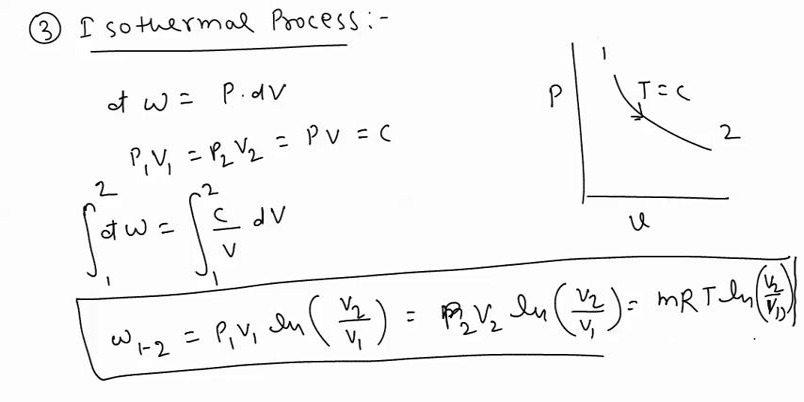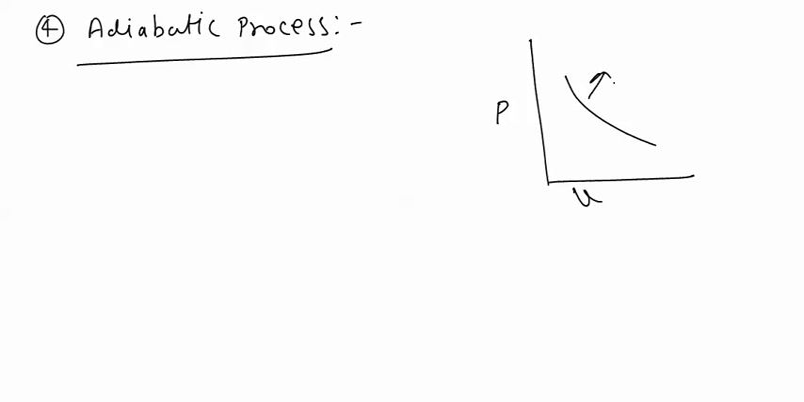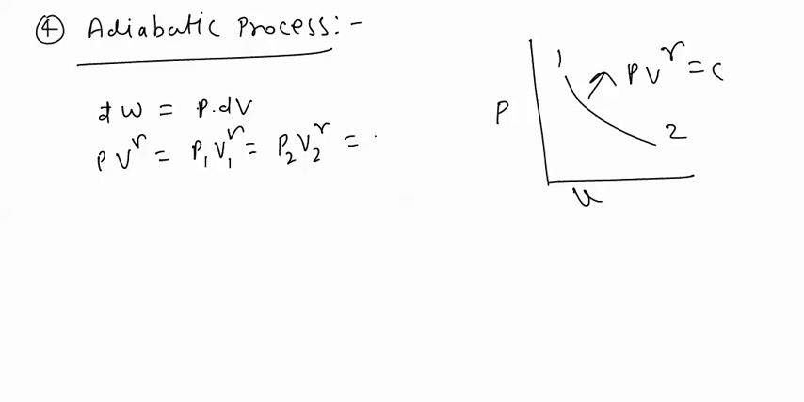Again, we will find the work done for the adiabatic process. This is the adiabatic process in which the process follows PV raised to gamma equal to constant. This is the 1 to 2 process. The work done for the adiabatic process is equal to P into dV. We know that for the adiabatic process, PV^gamma equals P1 V1^gamma equals P2 V2^gamma equals constant. So substitute the value of P in the work equation and integrate. Then we will find C dV upon V raised to gamma.